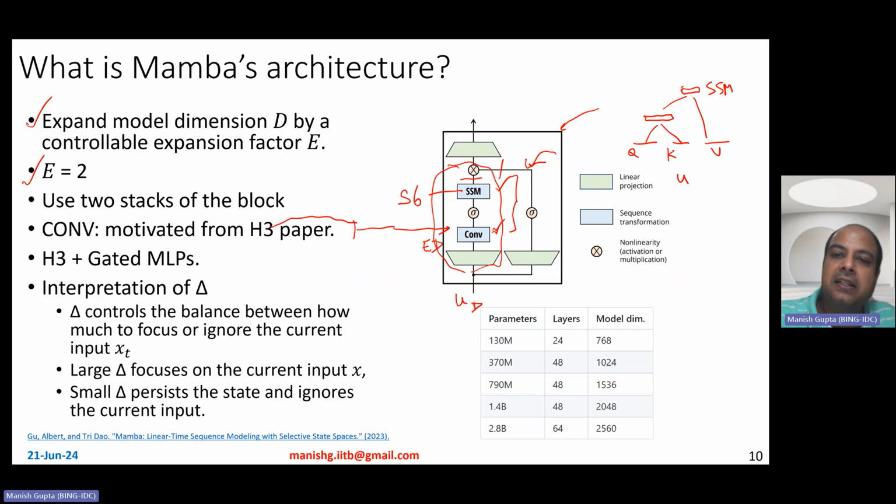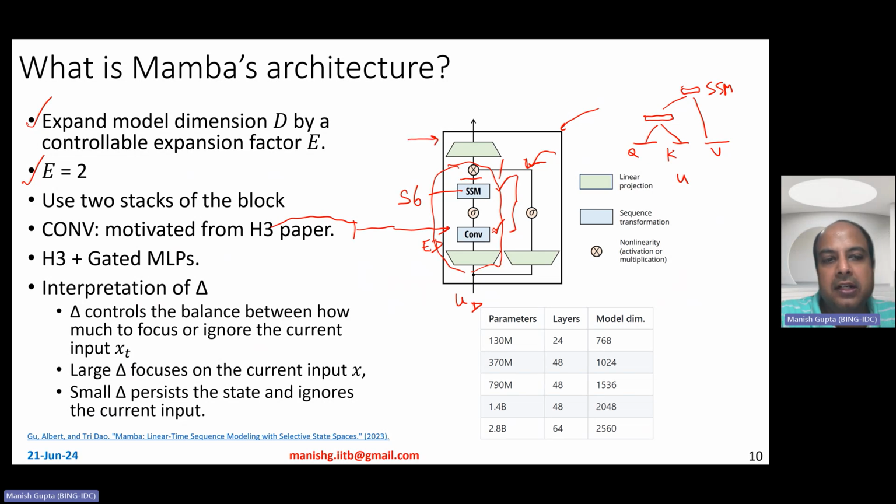So in some ways, for every output that you generate, there is also a gating control, which decides which ones to pass and which ones to not pass, right? So basically what Mamba does is combine this H3 and the gated MLPs into a single architecture called the Mamba architecture. And this is the Mamba layer, the single Mamba layer.